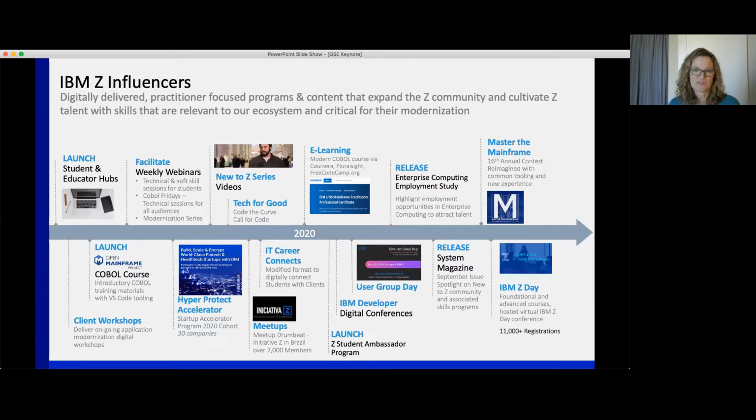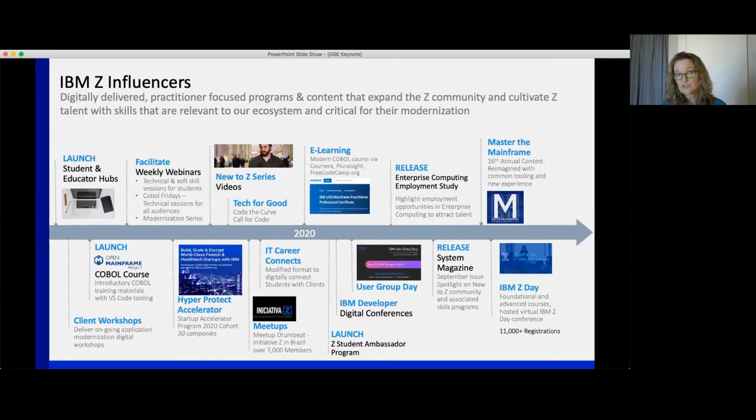IBM Z influencers and what else we're doing from a broader ecosystem perspective. This is just a couple of things that we've been doing here in 2020. A couple of things that I want to highlight. Number one is around the amount of foundational learning that's been put out there and made available for anyone to access at no charge, to help truly onboard individuals onto the platform and get them access to the systems.